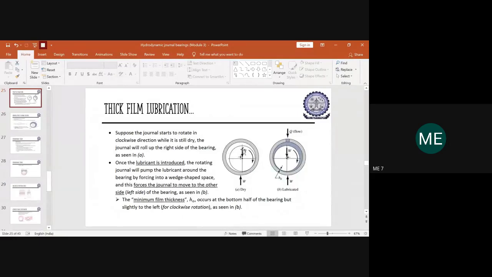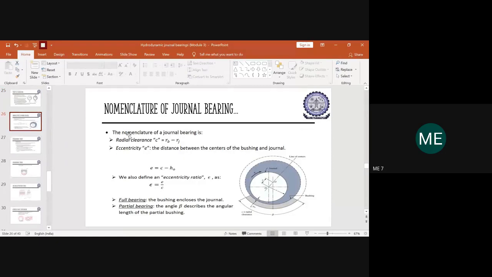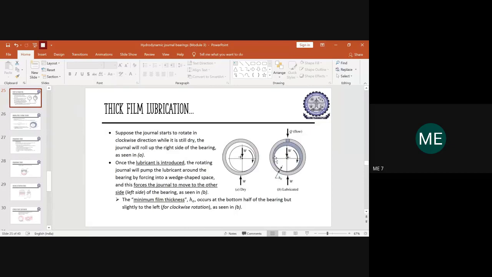Without the oil film, the journal will be moving towards your right, and when you add the lubricant film it moves towards your left. This is the minimum film thickness, which we call h naught, and the value of C is nothing but the clearance between the radius of the bearing and that of the journal. So due to the lubricant film, the journal moves towards your left, while without lubricant it moves towards your right.